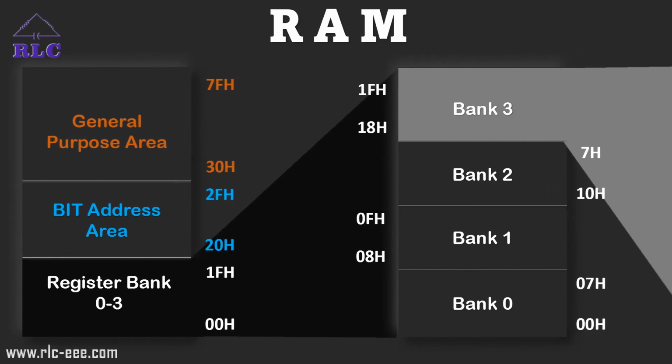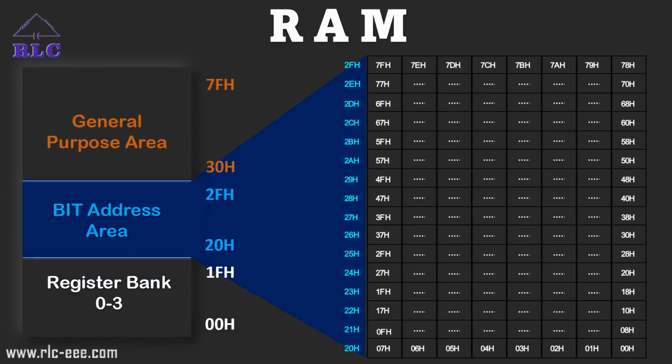Next, we'll see the second area of the RAM, that is the bit address area. The bit address area is from memory location 20H to 2FH, or 16 bytes of data. The main feature of these locations is that each bit of data in these locations can be altered individually. We'll take the 20H memory location and see its difference with the register bank and general purpose area.